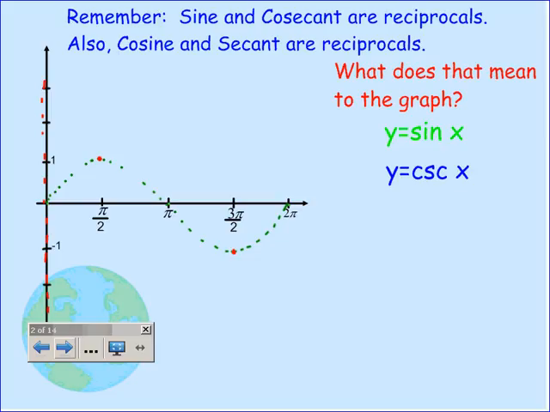Here at pi, it's also 0. The reciprocal of 0 is undefined, so at pi, there are no values for cosecant. So it's an asymptote. And at 2 pi, it's 0 again, and the reciprocal of that is undefined. So in the picture we have here, a third asymptote.